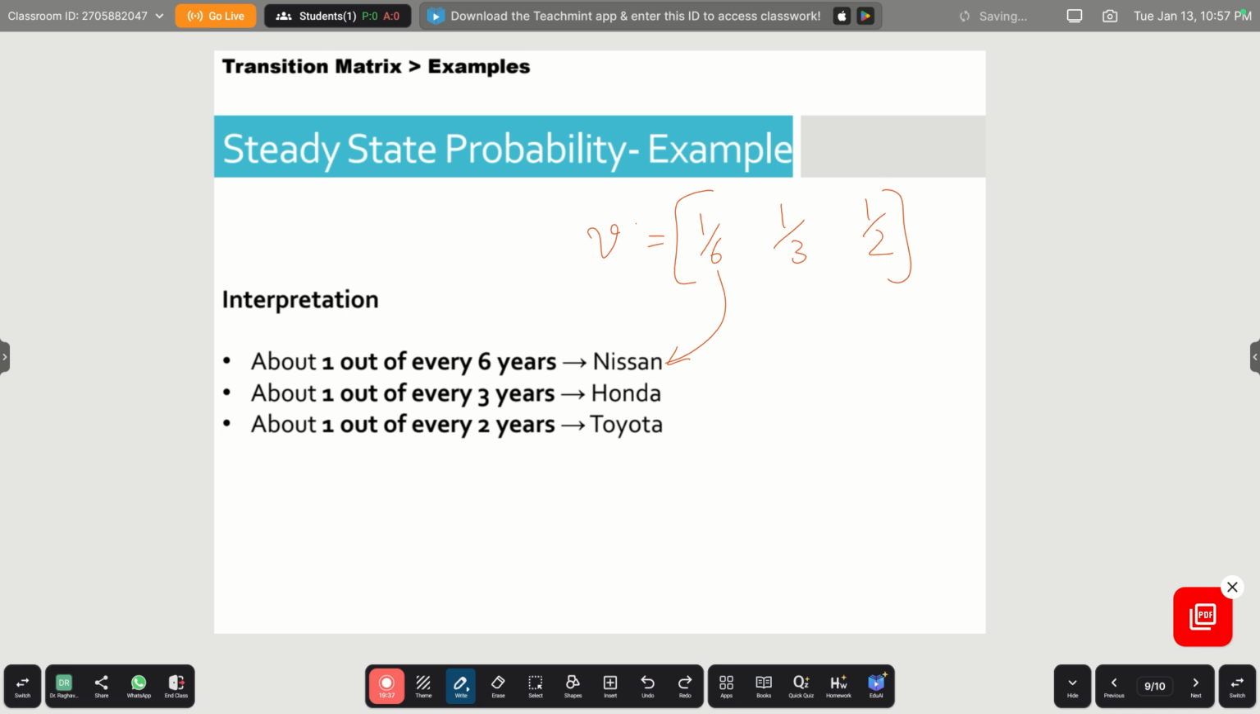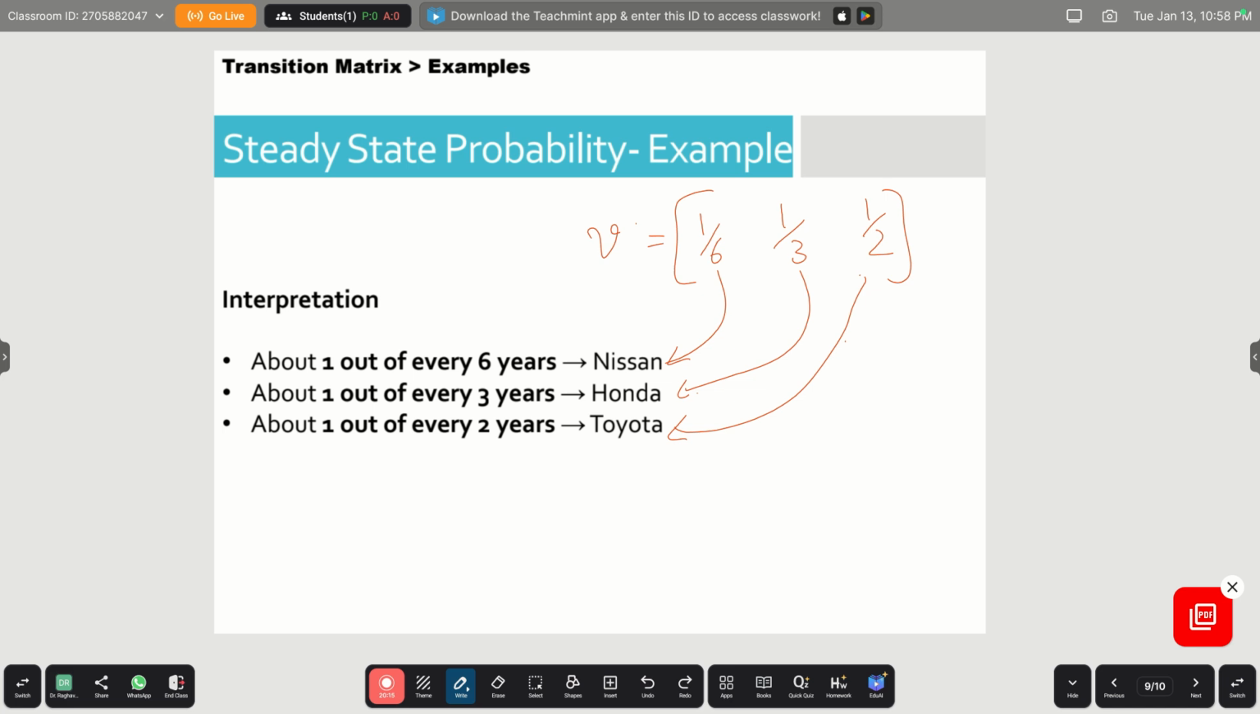So the second component is for the second state, which is Honda, 1 by 3. That means 1 out of every 3 years he will have a Honda. Or you can understand it like this: if he follows his habit for 30 years, almost 10 years he will have a Honda. And finally, 1 out of every 2 years, more frequent, he will have a Toyota. So this will be the interpretation.